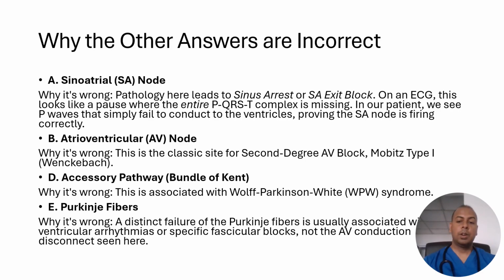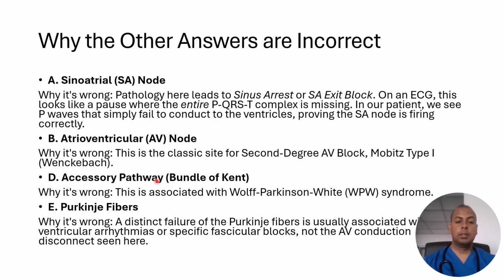All right, and why the other answers are incorrect, if you are wondering. The SA node, why is that wrong? Pathology in the SA node will lead to a sinus arrest. So if we look at an EKG with a sinus arrest, we would not see the entire PQRS complex. That would be missing. In our patient, we do see P waves, but they simply fail to conduct to the ventricles. Why is AV node incorrect? Because this is a classic site of a Mobitz type 1 AV block.